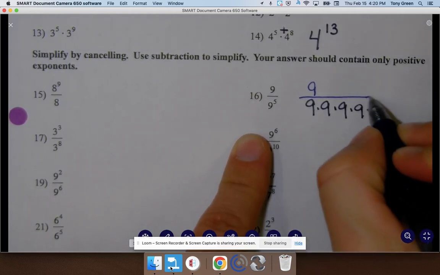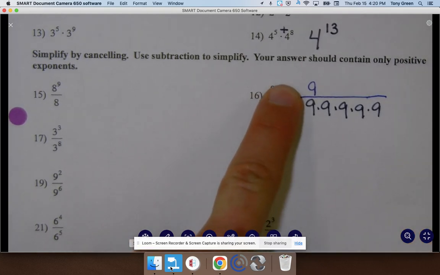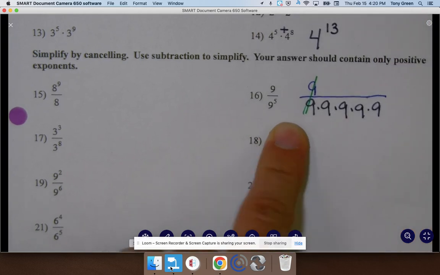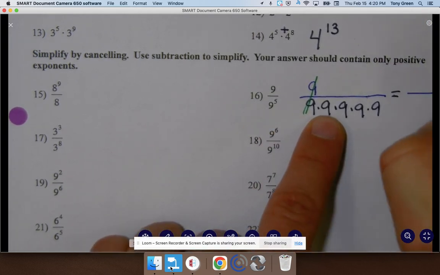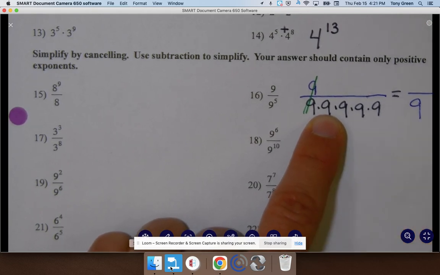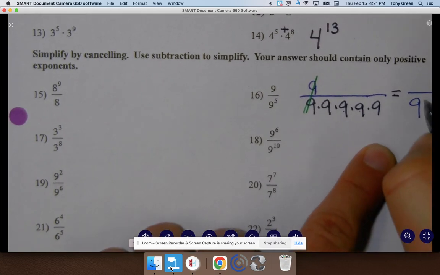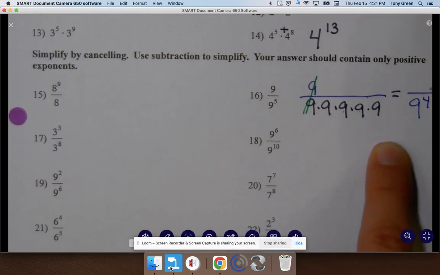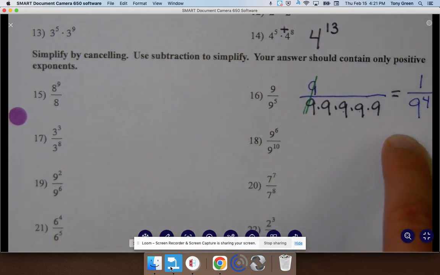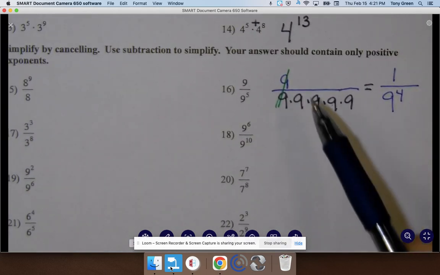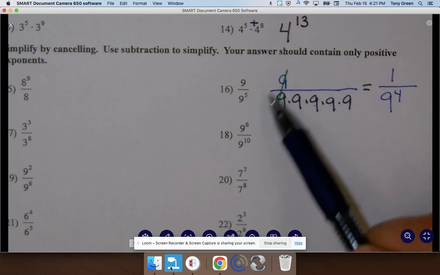Okay, so what we can do is we have 1 9 in the numerator. That'll cancel out one of the 9's in the denominator. So that will give us a total of 4 9's in the denominator. So we're multiplying 9. 1, 2, 3, 4. So that's 9 to the 4th power. And we just need a 1 in our numerator as a placeholder.